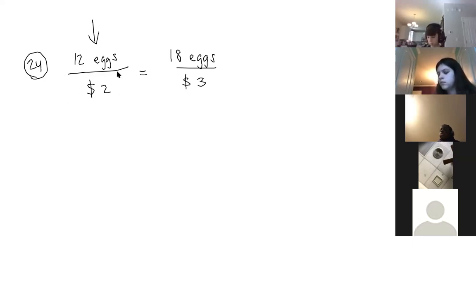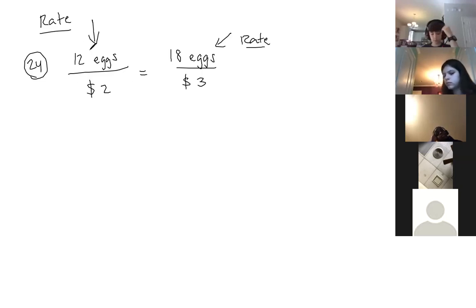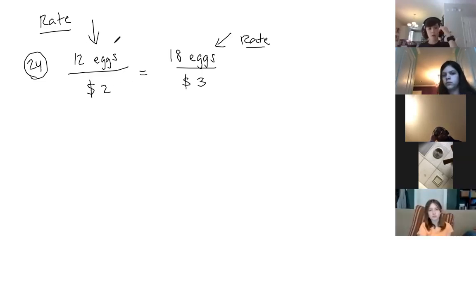It is a ratio because it's comparing two things, but are we comparing the same thing together? No. No, we're comparing eggs to money. Therefore, this is a rate. Great. 12 eggs to $2, which means 18 eggs to $3, that is also a rate. Now, they are ratios, for sure, because it's a comparison of two things. But because it's a comparison of two different things, this is called a rate.